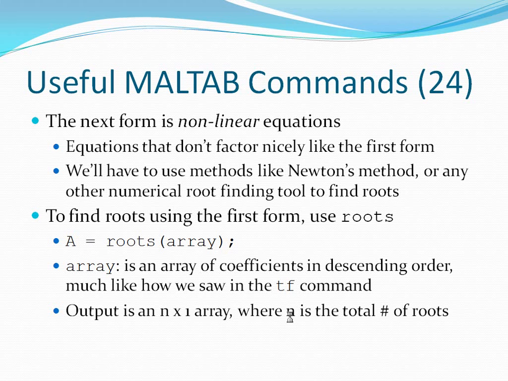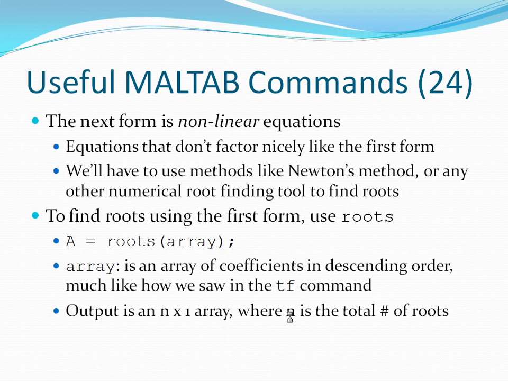So to find roots using the first form, you're going to use the roots command. How the roots command works is that you specify an array of coefficients, where the coefficients are in descending order. So pretty much like how you saw for the TF command, you're going to do it in the same style here. And the output is an array of the same size that you specify. It's an n by 1 array where n is the total number of roots. So here are some examples.